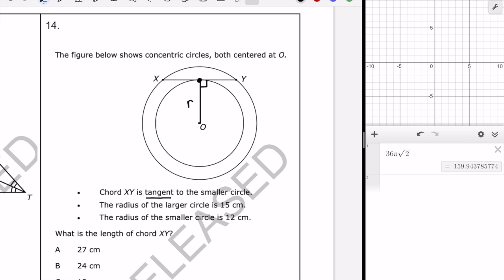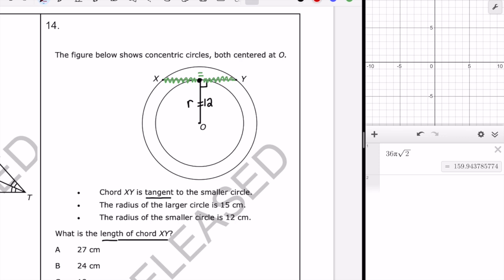It says the radius of the larger circle is 15 centimeters and the radius of the smaller circle is 12. So the radius of the smaller one is 12, but then the radius of the bigger one, which is the whole thing, is 15. They want to know what is the length of the chord. The other thing that we talked about is if I have a chord, then I should be able to determine that this side is equal to this side. If I can find one of them, then I know both of them because it's a chord and it's a tangent line to that chord and it's perpendicular.